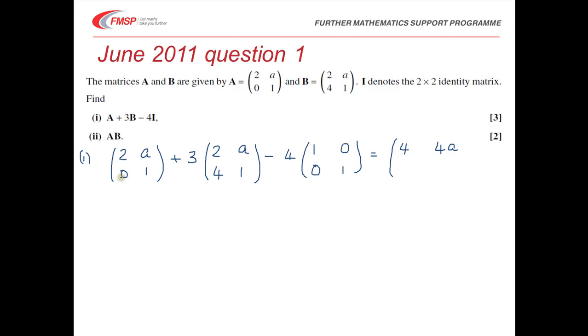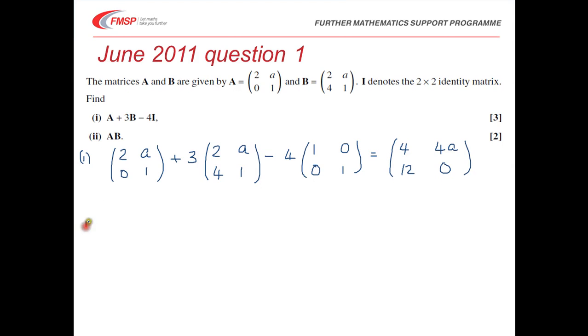And now going into the second row and looking at corresponding entries, we have a 0 and a 12 minus 0, so that gives us 12, and we have a 1 plus 3, which is 4, take away 4, which is 0. So there were 3 marks for that question. You got 1 mark here for multiplying by 3 correctly, and you got 1 mark for getting 2 of these correct, and the 3rd mark for getting all 4 correct.